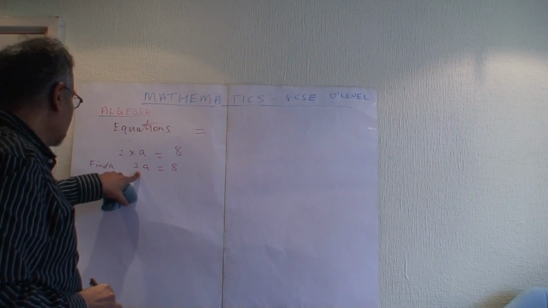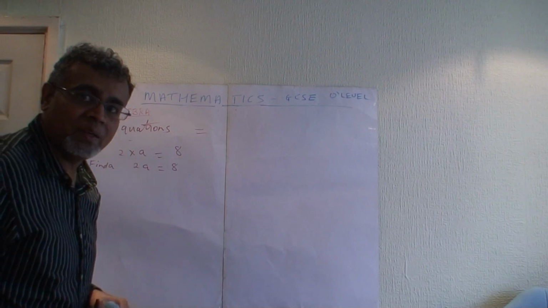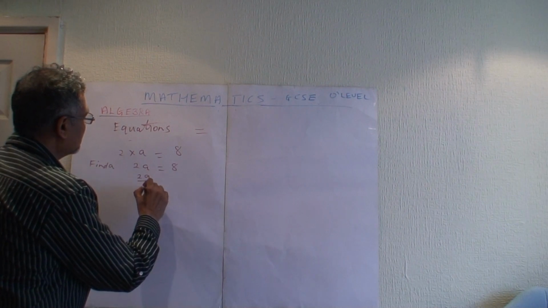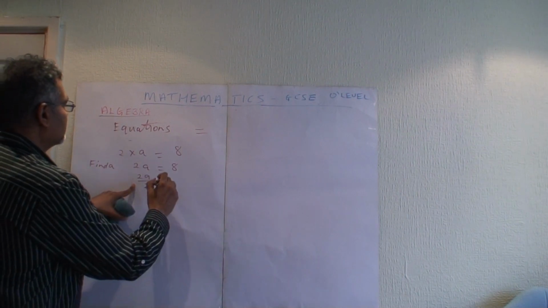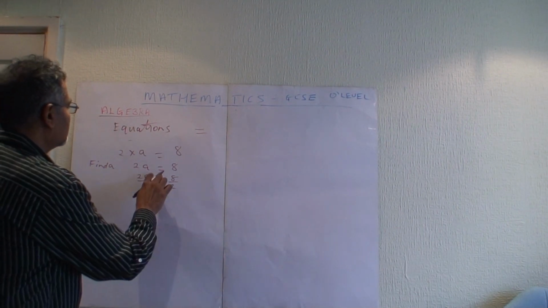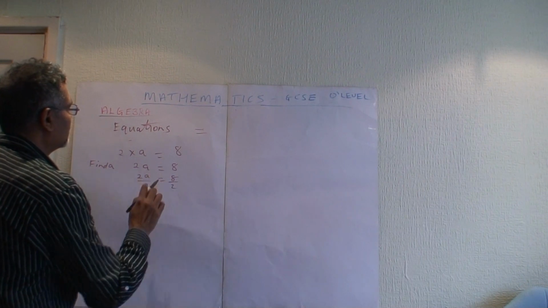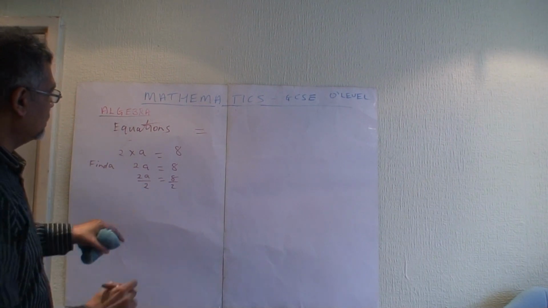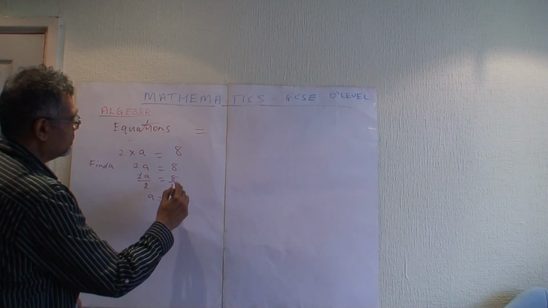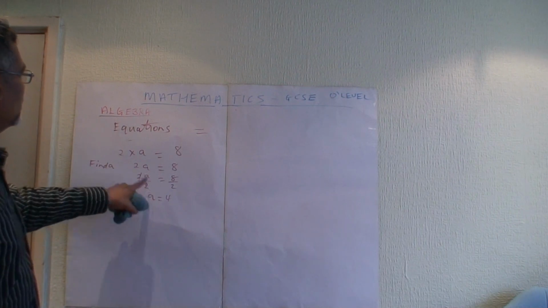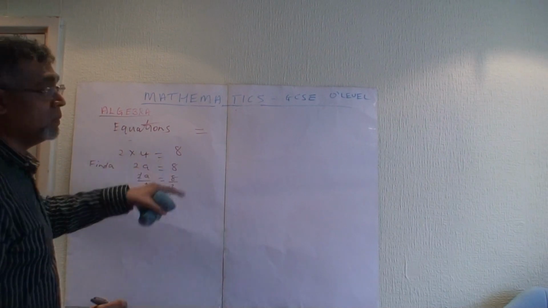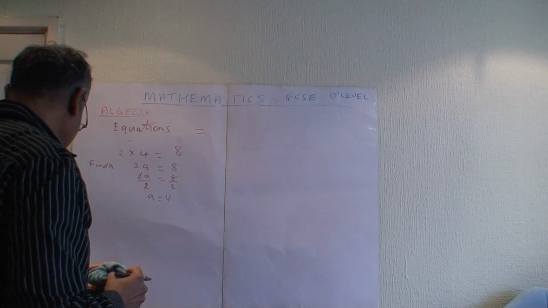Now, in order to get rid of this 2, you have to divide both sides by 2. That's 2a over 2. So these 2s cancel, and you're left with a. 2 into 8 is 4. So we know that 2 multiplied by 4 gives you 8.